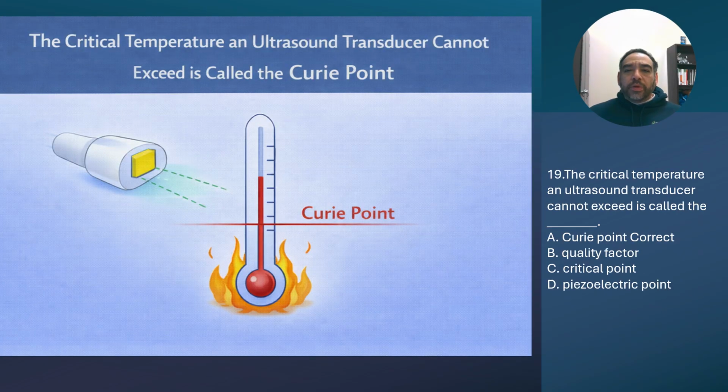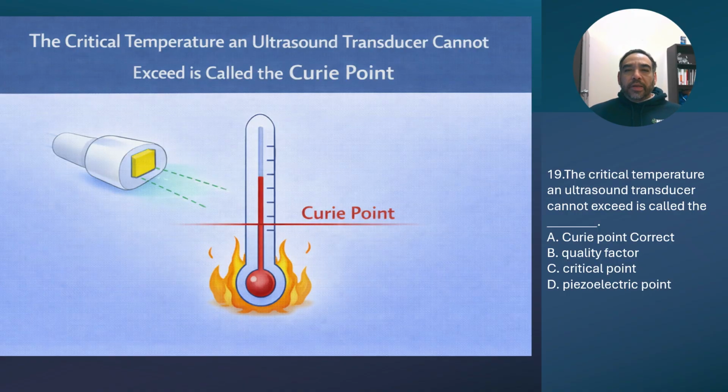All right, let's go ahead and read this question. I'm going to zoom in real quick. The critical temperature an ultrasound transducer cannot exceed is called the blank. Answer A is Curie point, B is quality factor, C is critical point, and D is piezoelectric point. Okay, and so the correct answer is the Curie point.